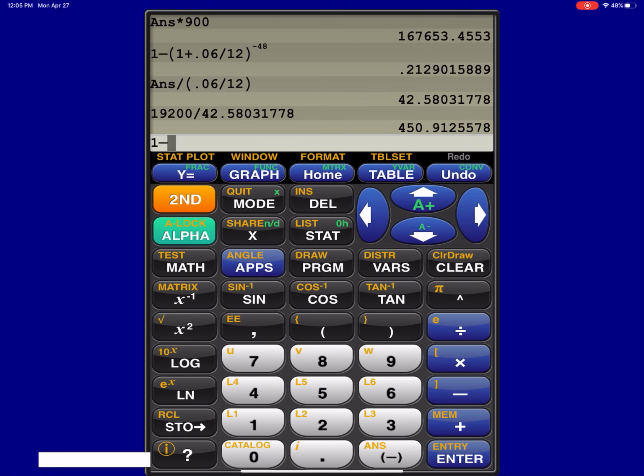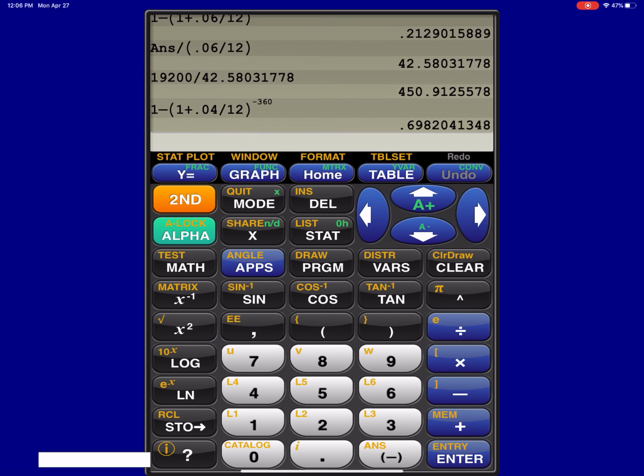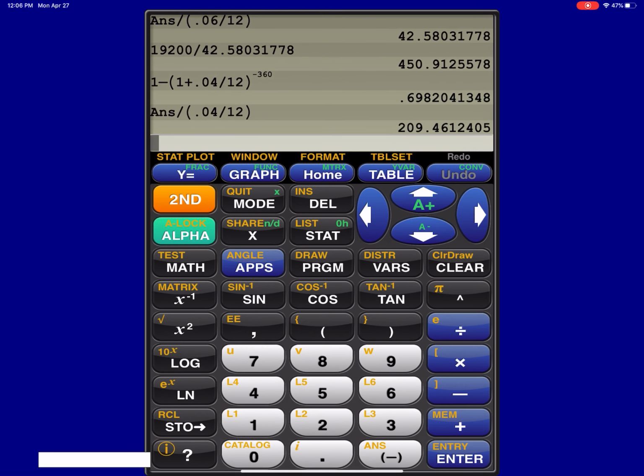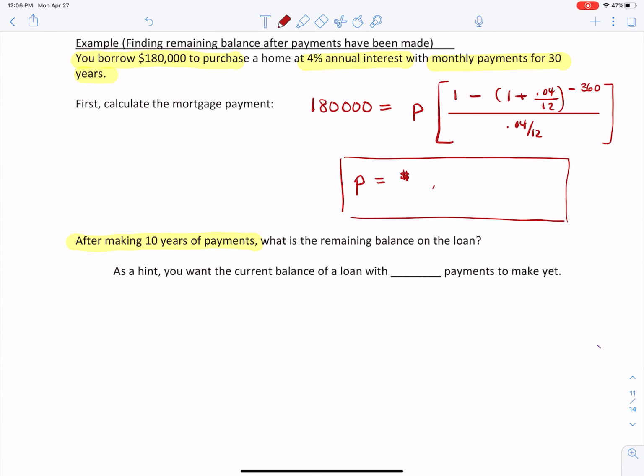So you have 1 minus 1 plus 0.04 over 12 raised to the negative 360, divided by 0.04 over 12. So there's the quantity in parentheses. And if I divide 180,000 by that, we get 859.35, rounded to the nearest penny. So cool, we have 360 payments of $859.35 that are being made.